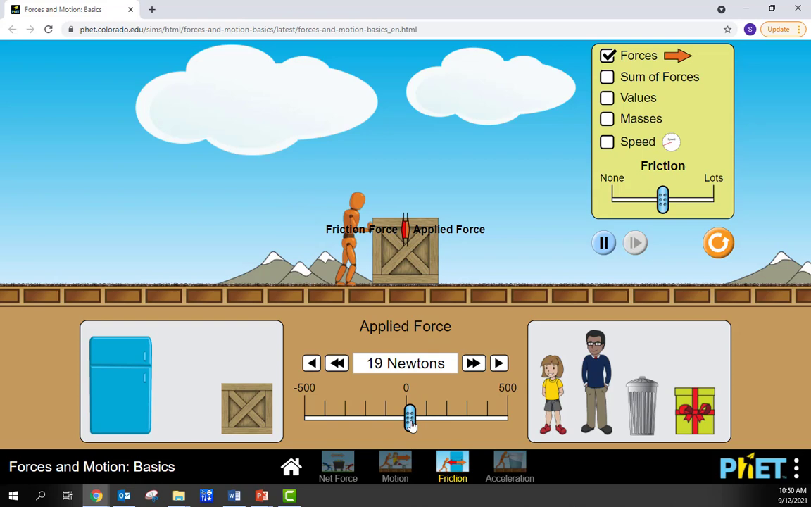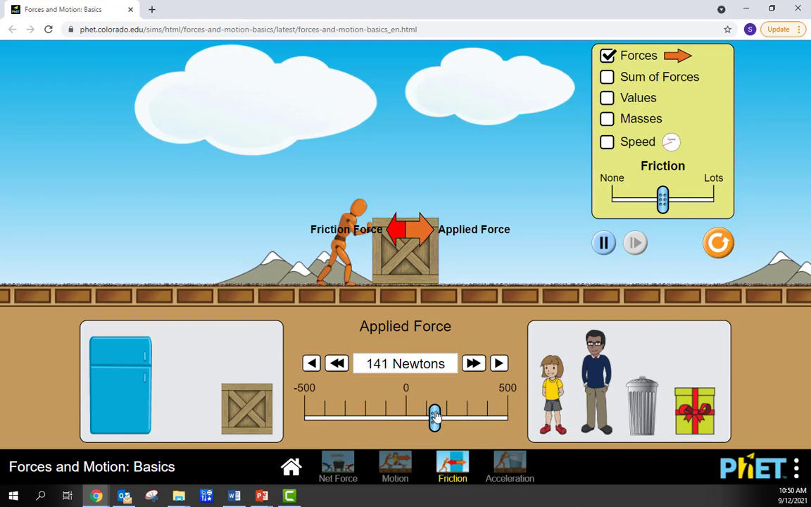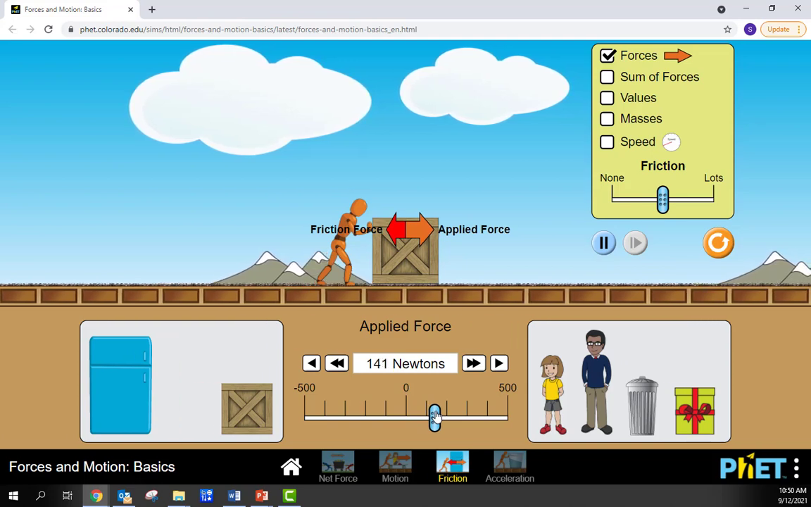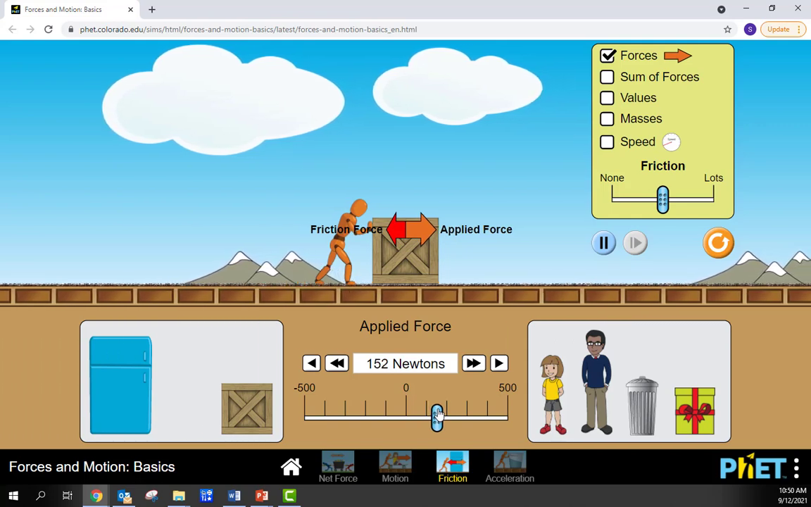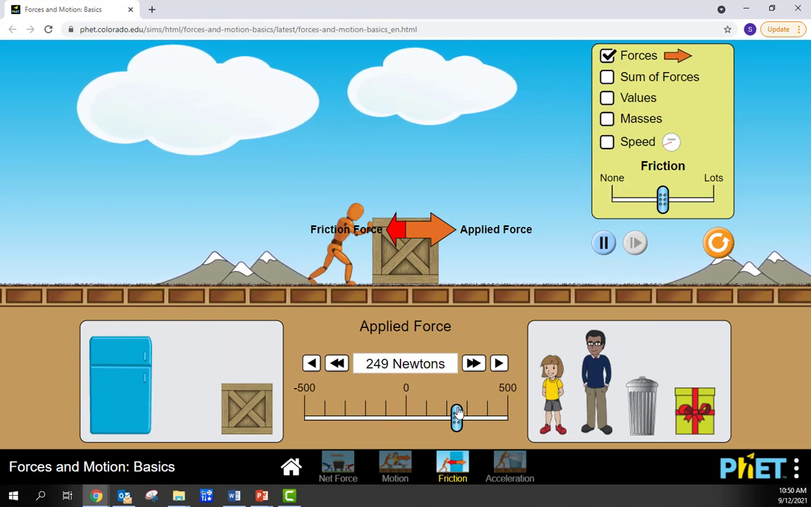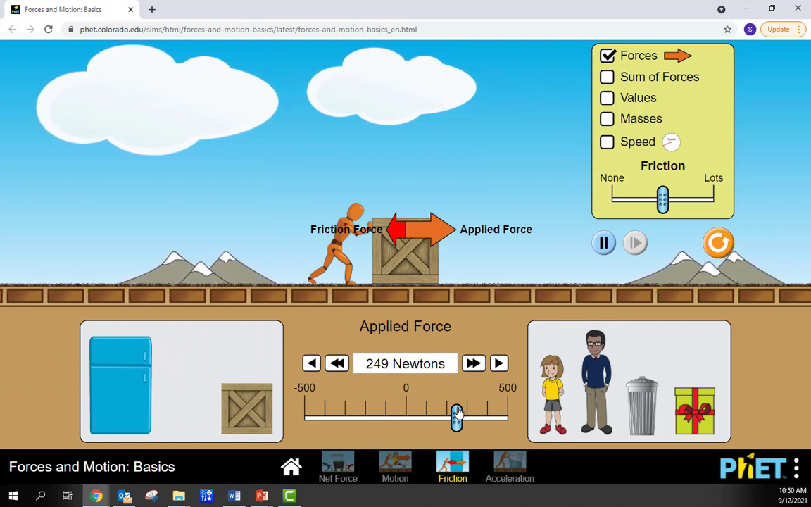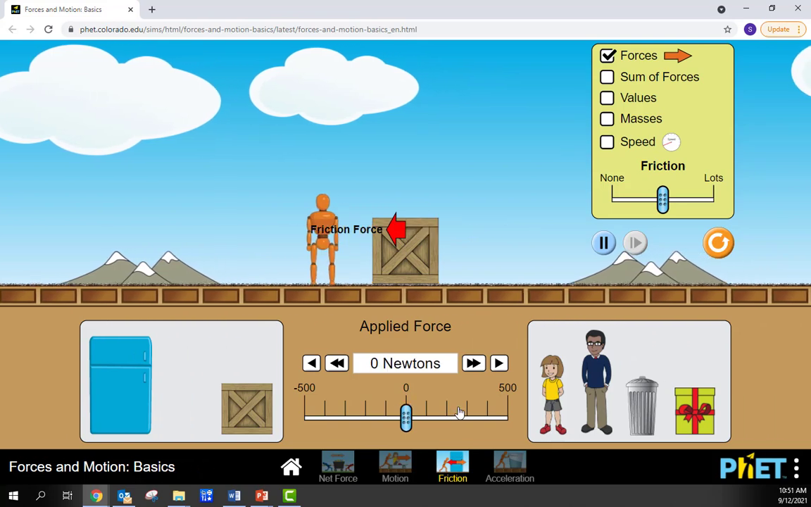When I initially push on the box, you're dealing with static friction. Static friction is when something is not moving. Static friction is a multi-valued force, but it is less than or equal to a maximum value. Once you've exceeded that maximum value, then the object will start moving, and you move into kinetic friction. And as I increase the applied force again, the friction force here stays constant. Kinetic friction is a single valued friction.